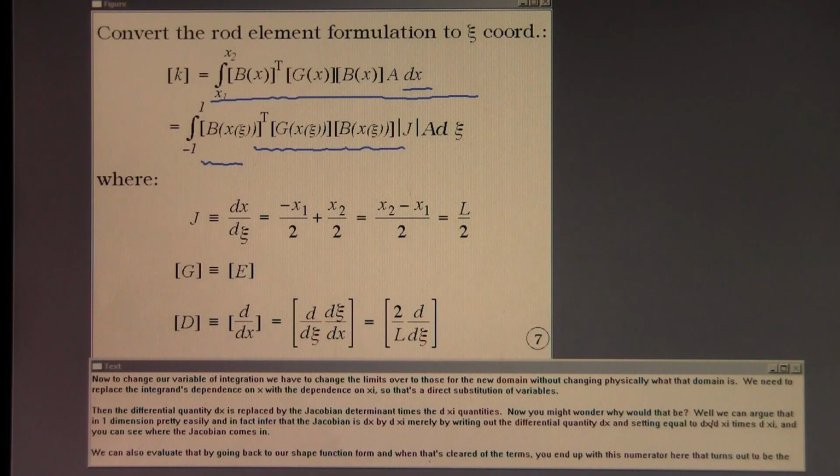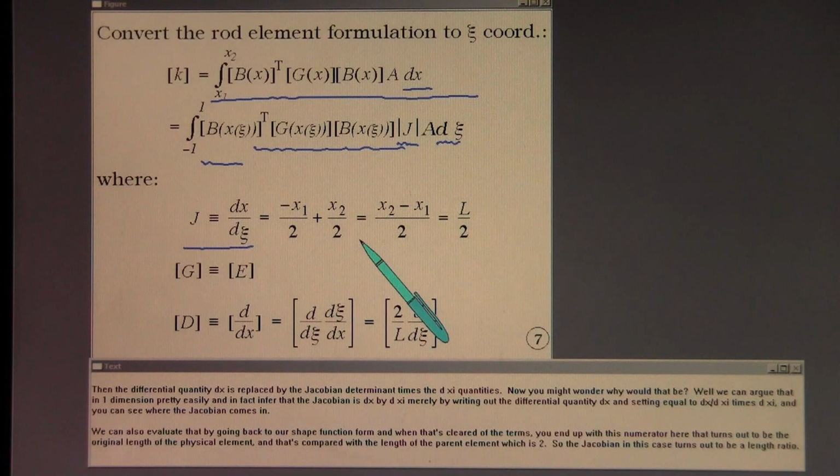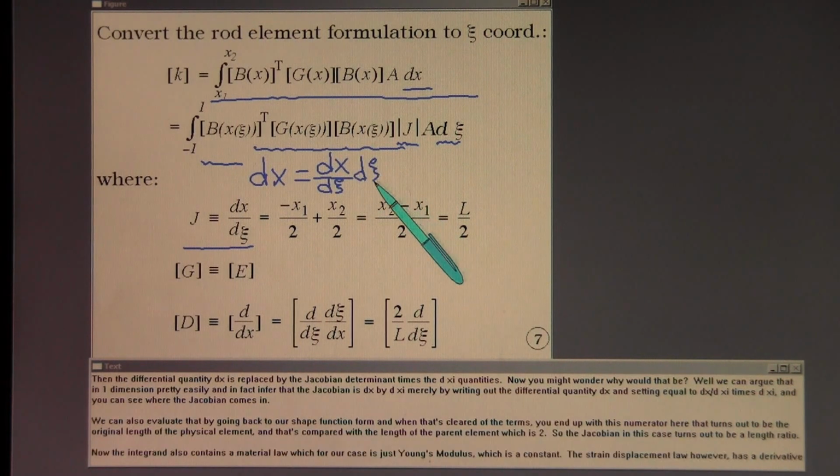Then the differential quantity dx is replaced by the Jacobian determinant times the dc quantity. Now you might wonder, why would that be? Well, we can argue that in one dimension pretty easily, and in fact infer that the Jacobian is dx by dc merely by writing out the differential quantity dx and setting it equal to dx by dc times dc, and you can see where the Jacobian comes in.